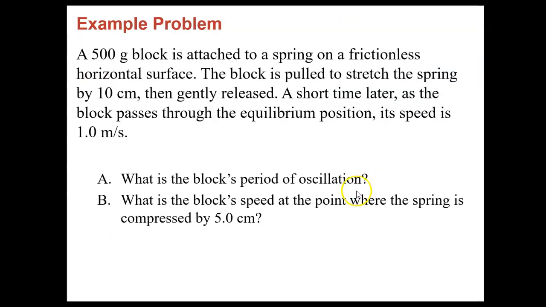All right, so a 500 gram block is attached to a spring on a horizontal surface. The block is pulled to stretch the spring by 10 centimeters, then gently released. A short time later, as the block passes through the equilibrium position, its speed is 1 meter per second. So we're going to figure out the block's period of oscillation and the block's speed at the point where the spring is compressed by 5 centimeters.